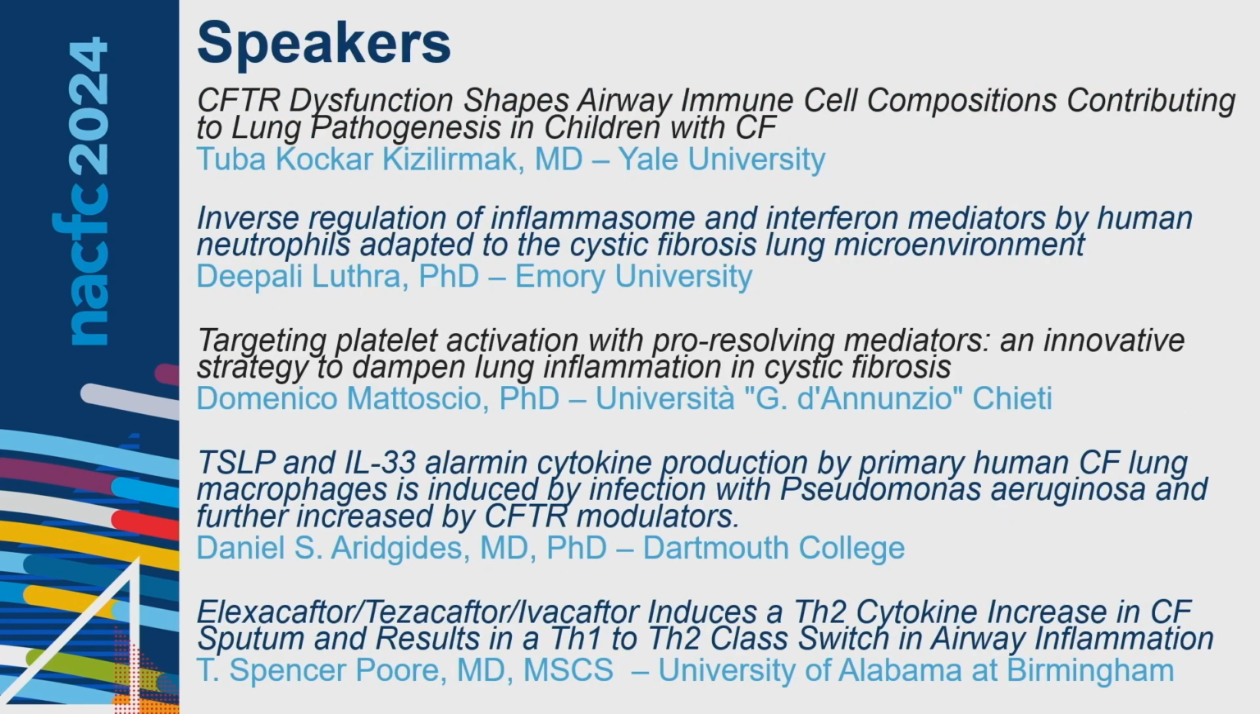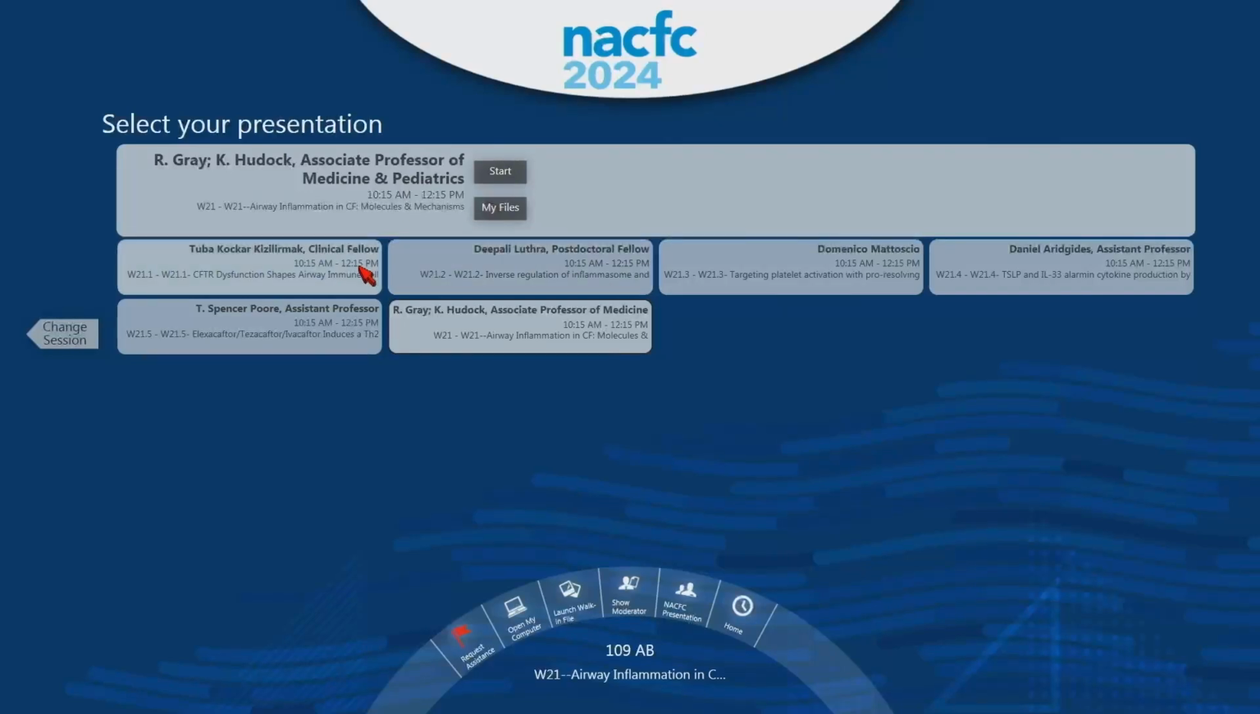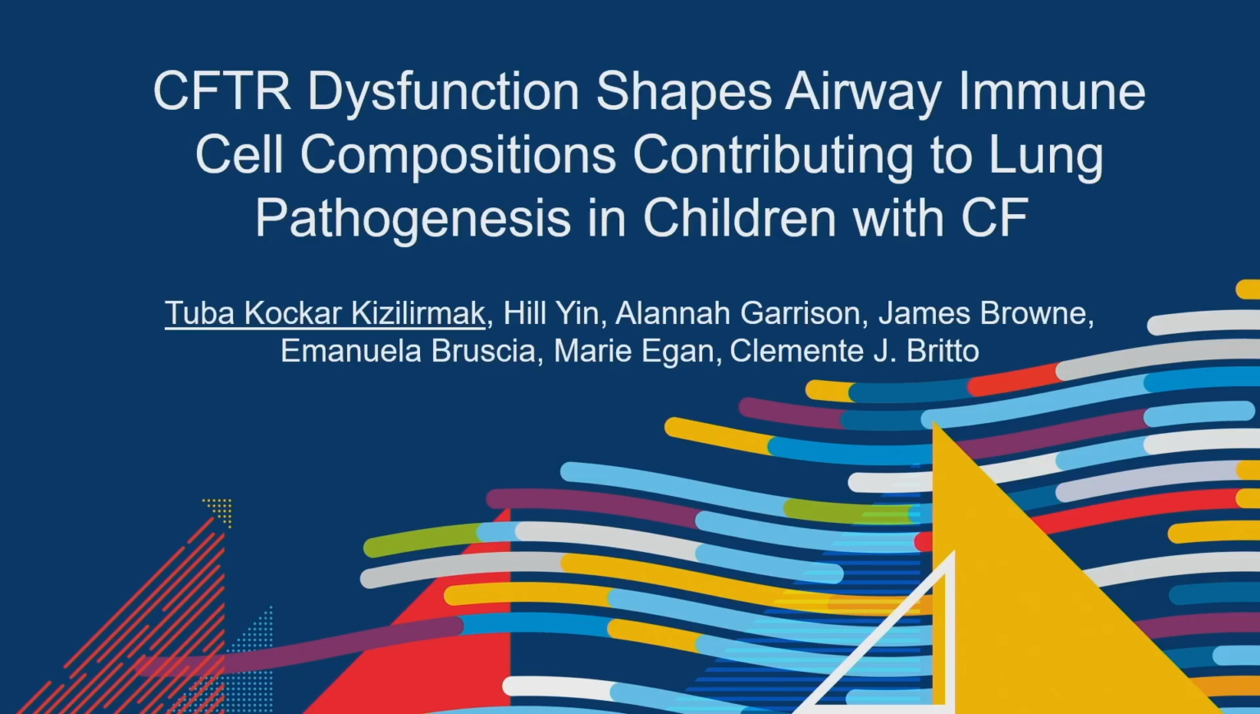So our first speaker today is Tuba Kızılmırak, who is from Turkey, I believe, originally. One of my favorite countries, without a doubt. And she's going to come and speak to us today. She's going to tell us about CFTR dysfunction and how this shapes airway immune cell compositions, contributing to lung pathogenesis in children with CF.